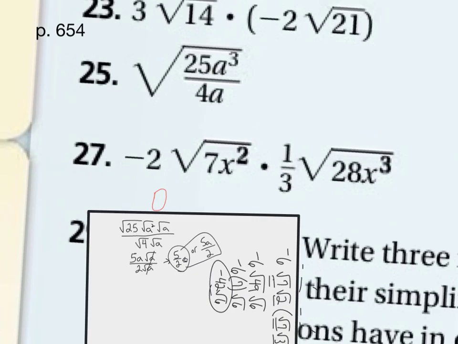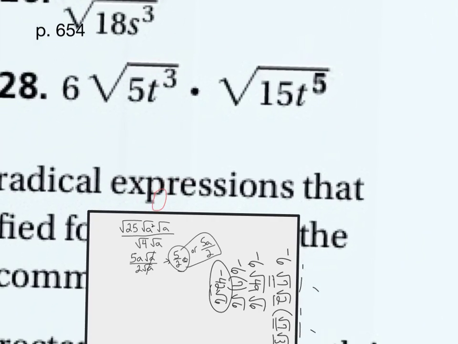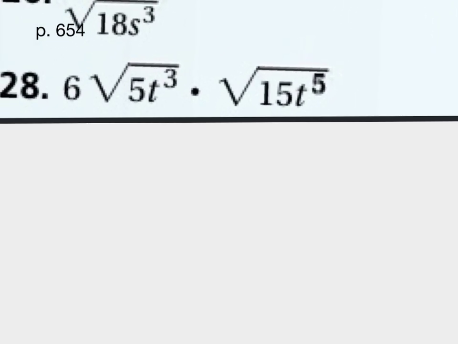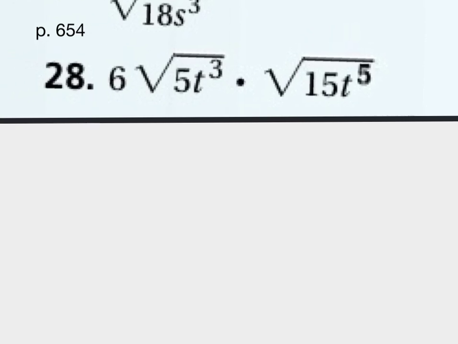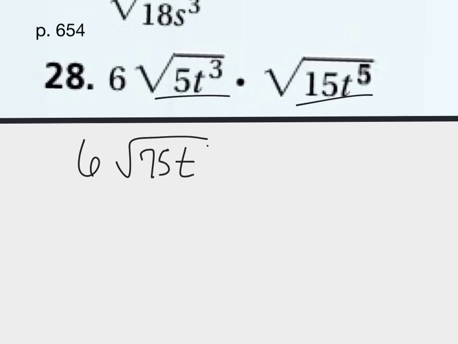Then if we look at number 28, we have the 6 out in front. I was trying to work through this originally with breaking things up like I did on the last problem, but then it just got to be more work than what it was worth. So this is not going to be a huge number. I'm just going to go ahead and multiply these together this time, and then we'll try and simplify. So 5 times 15 would be 75 t to the 8th.